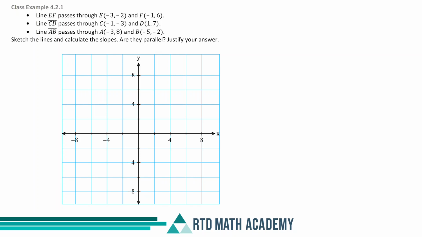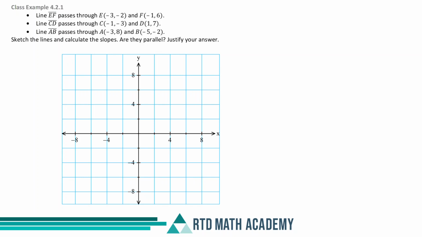In this question, we're given three lines, EF, CD, and AB, and the points that they pass through. We're asked to sketch the lines, calculate the slopes, and then determine if they're parallel. Okay, so let's sketch the line EF.